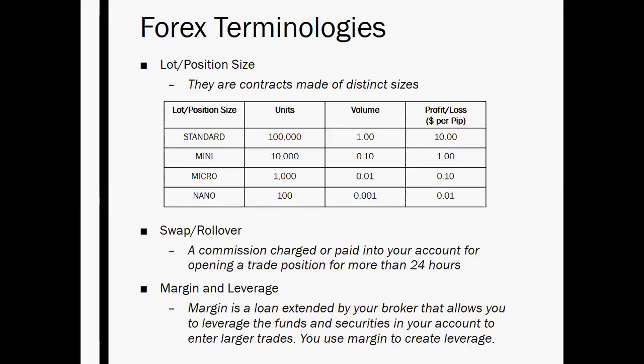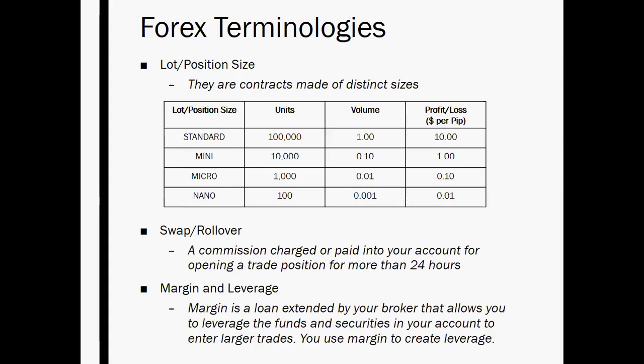Now, we are still on forex terminologies. I want to look at lot and position size. Lot and position size are simply contracts that are of different sizes. We have 4 lot sizes in forex trading. We have the standard lot, which is the highest, the mini lot, which is the 2nd, the micro lot, which is the 3rd, and the nano lot, which is the 4th. Most of the time, people don't use the nano lot size.